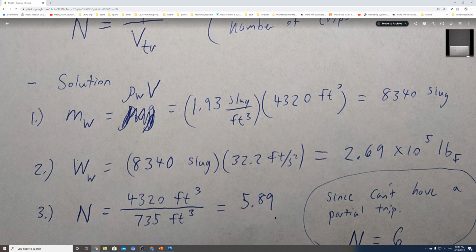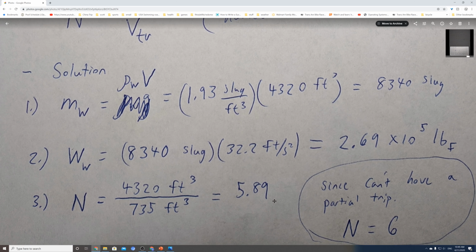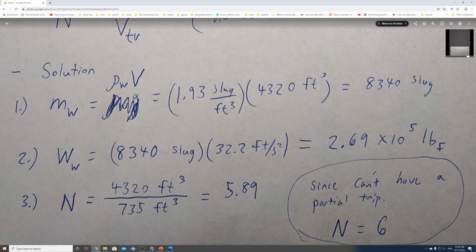Well, you can't have a partial trip, so you have to take the ceiling, the next whole number above this. This comes out to be n equals 6, since you can't have a partial trip. And that's pretty much it for that particular problem.